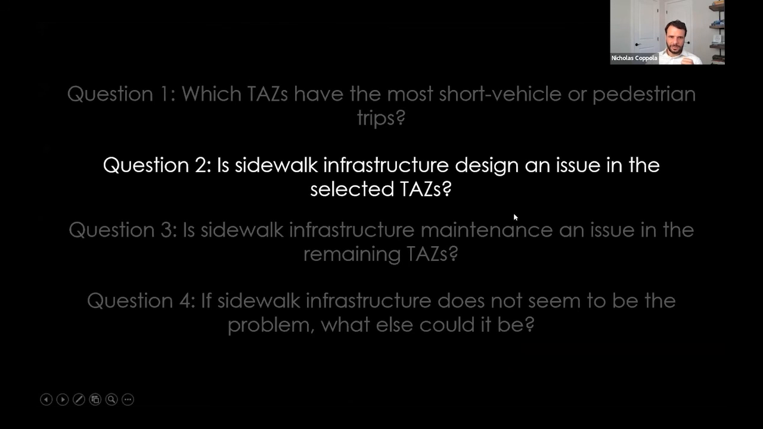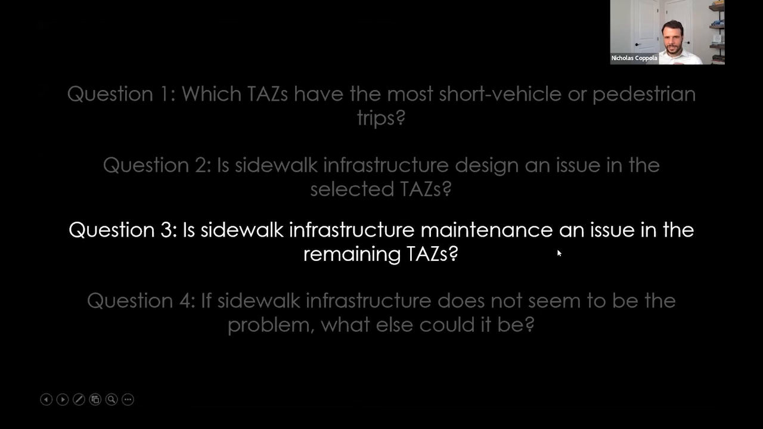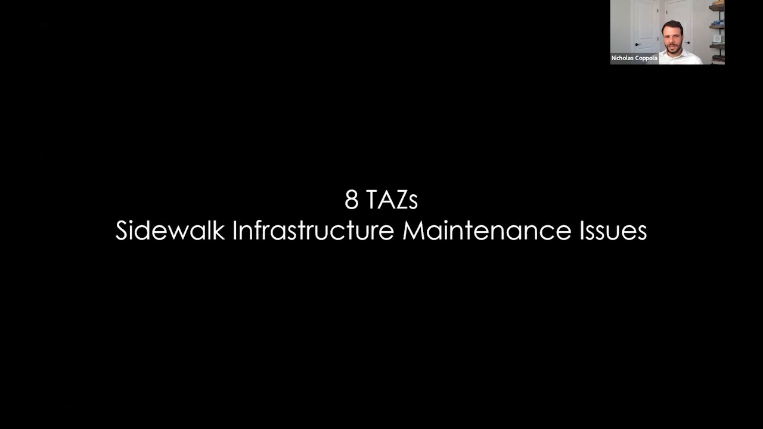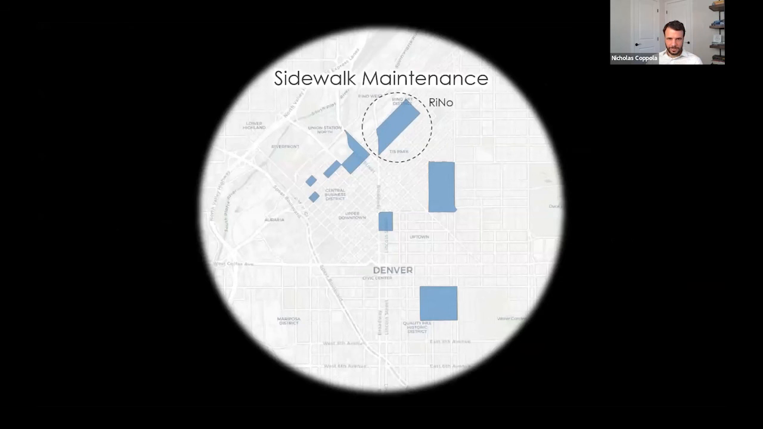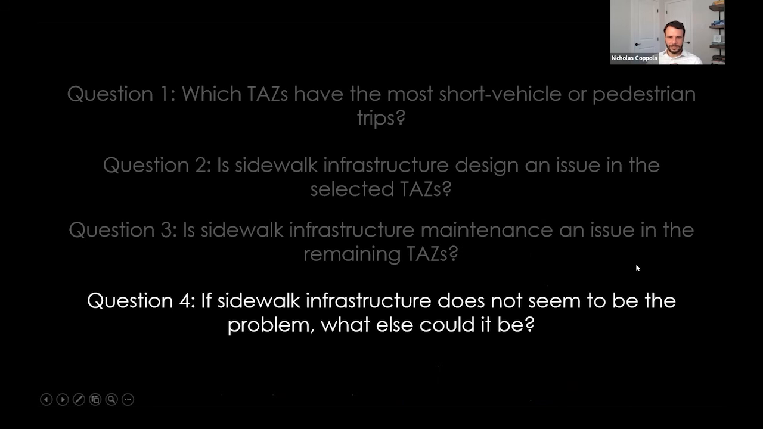So the second question, which is, let's take a look at those 32 TAZs, and we found 21 that had sidewalk design issues, which leaves 11 TAZs remaining. Next, we said, well, if it's not infrastructure design, is it maintenance? We found 8 that had sidewalk infrastructure maintenance issues. And then of those, I wanted to show at least one example of what we mean by maintenance issues. So overall bad condition of sidewalks, poor crossings, or just missing curb ramps. So that left 3 TAZs remaining.